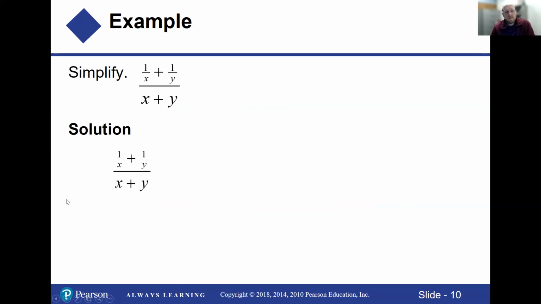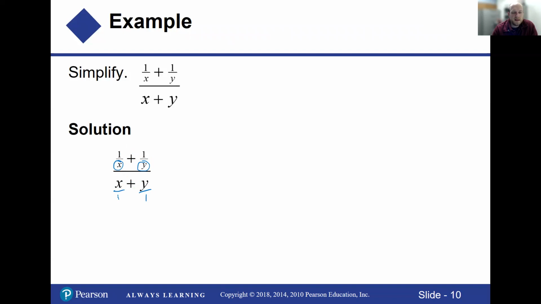In this problem, we have 1 over x plus 1 over y, all over x plus y. Now, the first step is you're going to ask yourself, what is the LCD of all of the denominators here? So you have a denominator here of x. You have a denominator of y. What's the denominator of x here? Well, it's just 1.